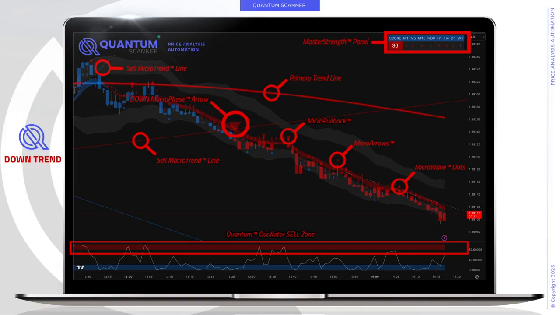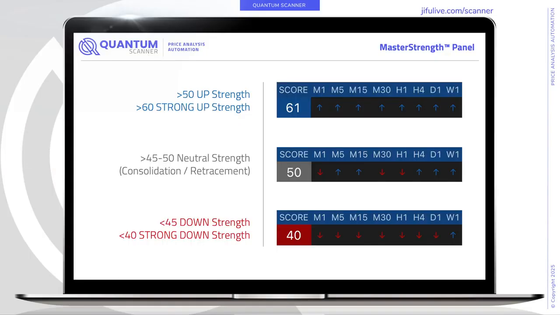Once we have identified that price is moving primarily in the downward direction, we can look for specific structures to be broken out, utilizing the macro trend line and the micro trend line. For specific trade entry opportunities, we can then utilize the micro pullback, the micro arrows, and the microwave dots for specific trade locations.